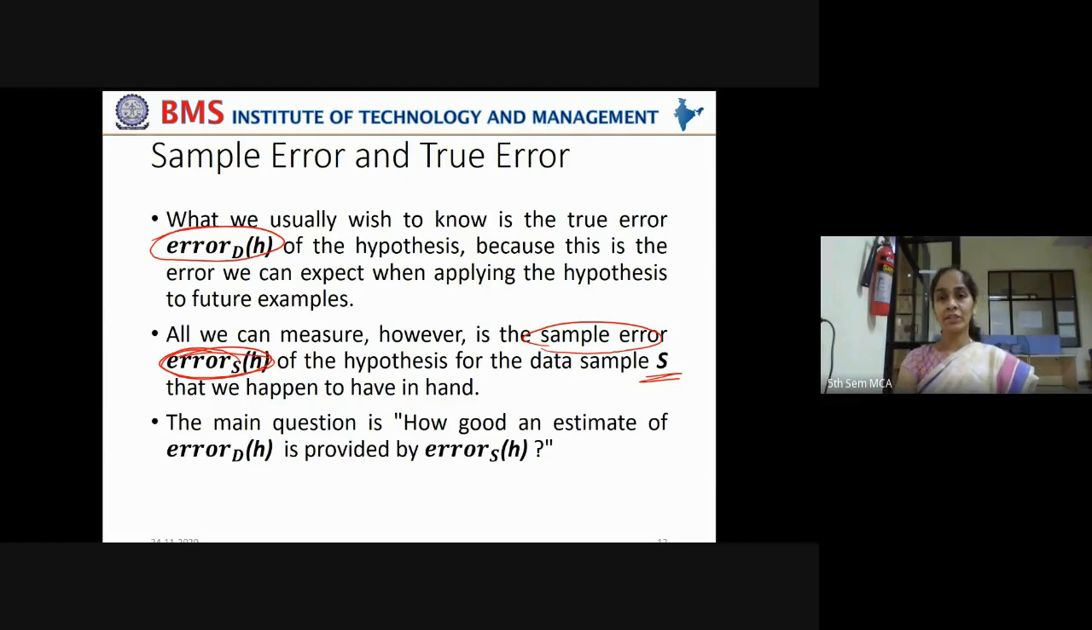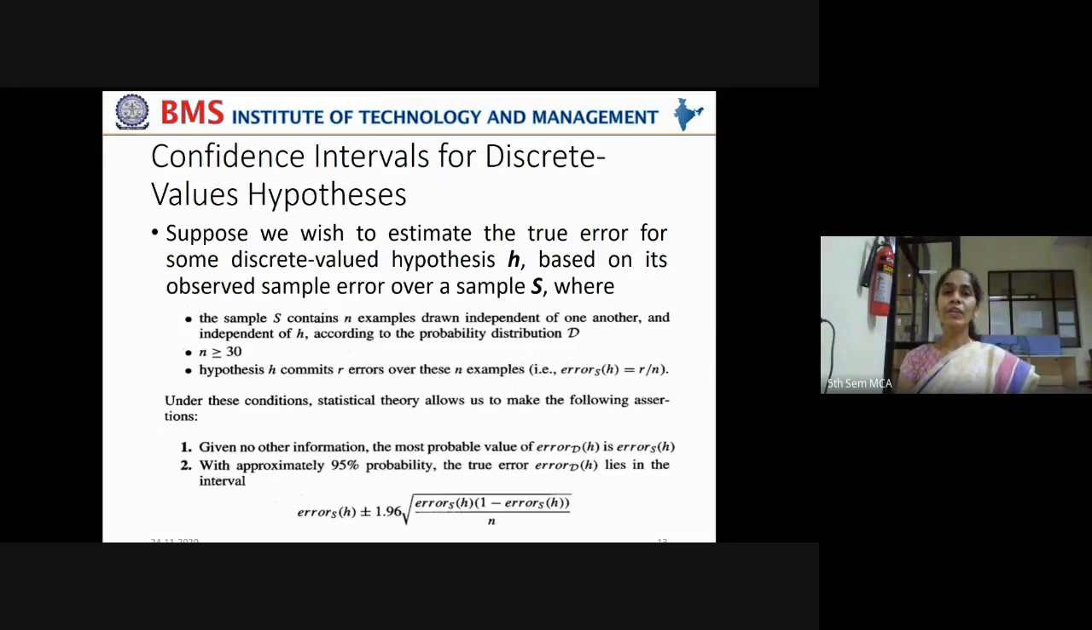Now, what is the main question? How good an estimate of the true error is provided by the sample error? Now you know about the sample errors. Can you use that sample error to give a better estimate of the true error? That is the main question. For that, we need to consider confidence intervals. Here we are going to cover confidence intervals for discrete valued hypotheses.